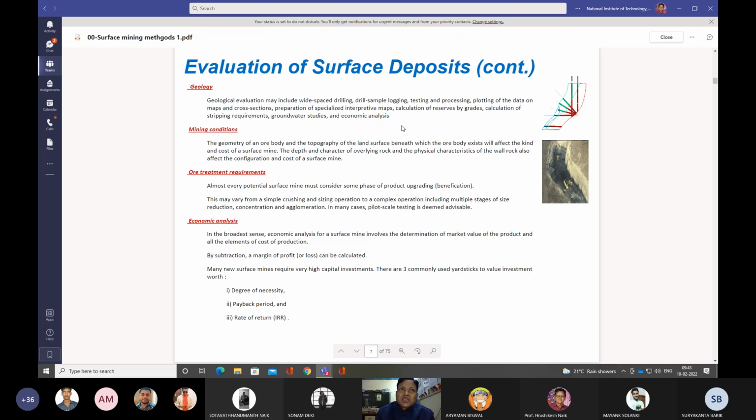So in the broadest sense, economic analysis for such a surface mining project involves the determination of market value of the product. So after the mining is done, how much money you are going to get by selling 1 ton of mineral to the market, and all elements of cost of production, like your direct cost, indirect cost, and all other costs. And by subtraction from the market value, selling price minus the cost of production, a margin of profit or loss can be calculated.